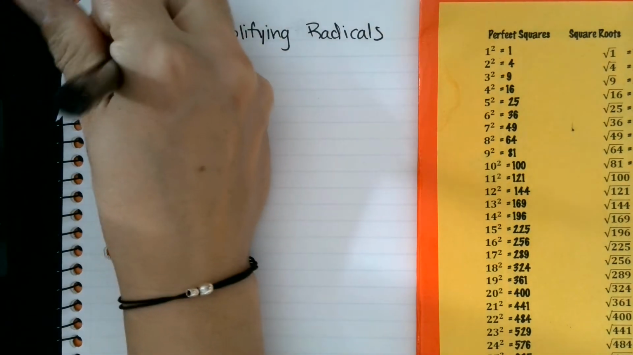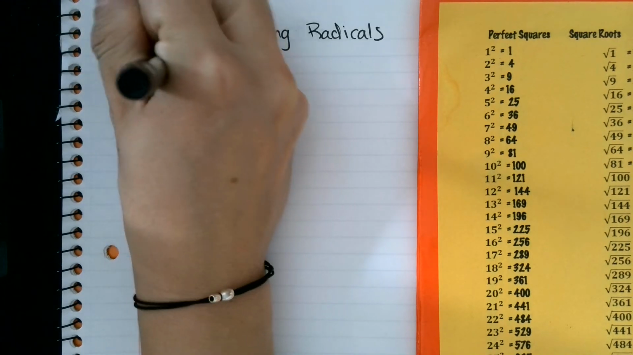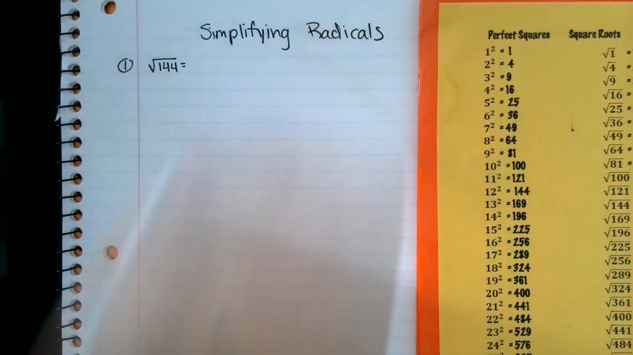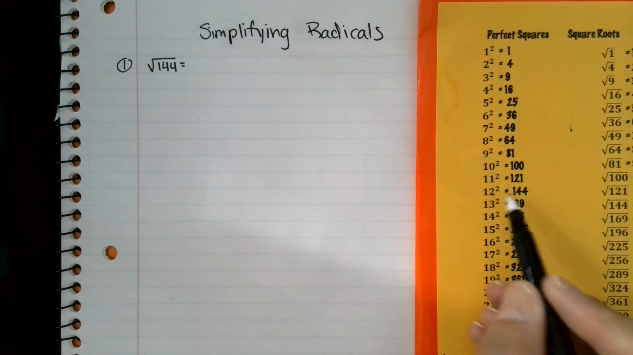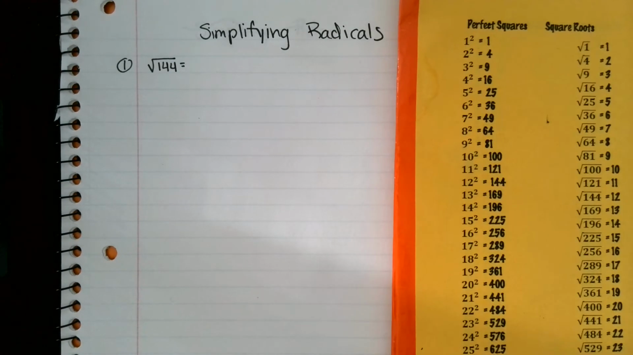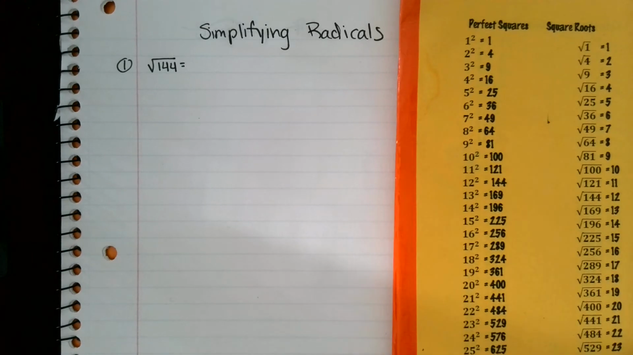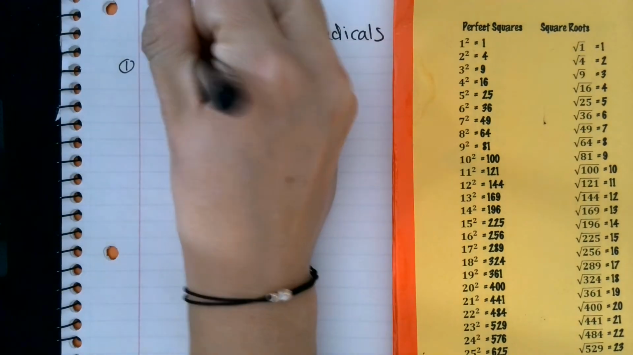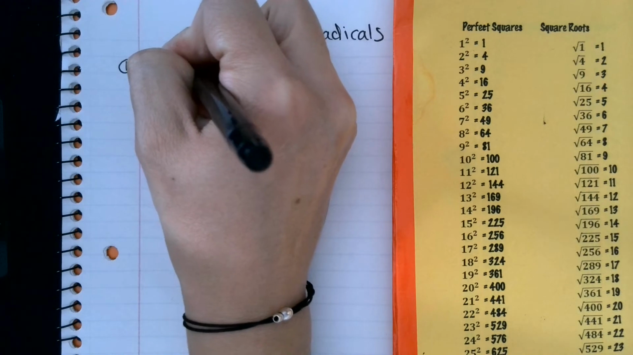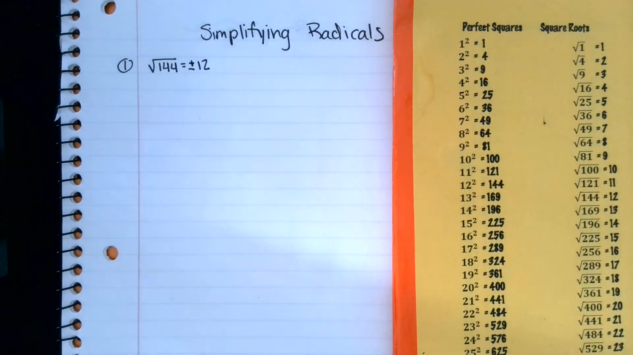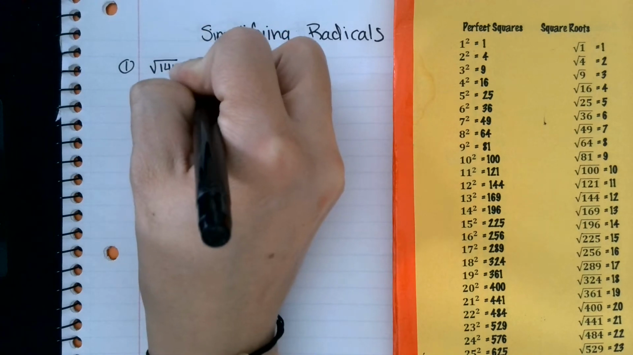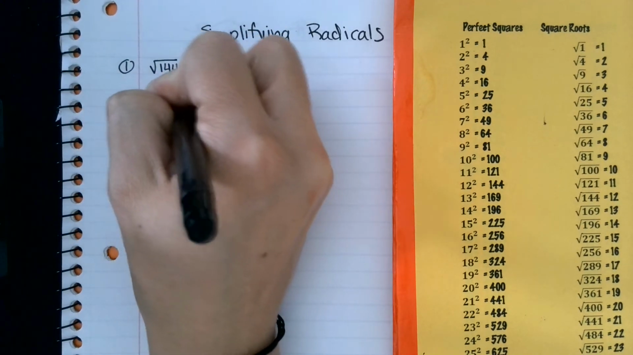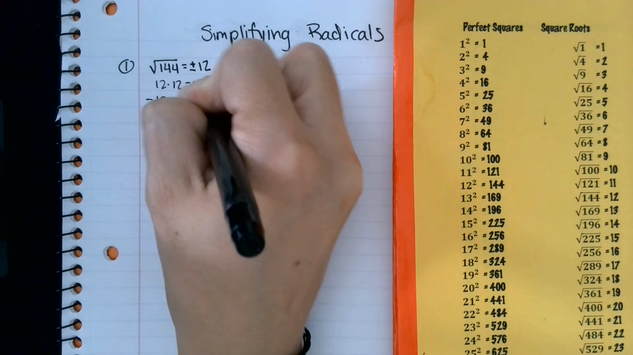So we're used to doing problems like this. Simplify the square root of 144. Well, we know that the square root of 144 is 12, because 12 squared is 144. Now there's a couple different answers here. Really, there's a positive 12 as an answer or a negative 12, because 12 times 12 would give us 144, as well as negative 12 times negative 12 would give us 144.